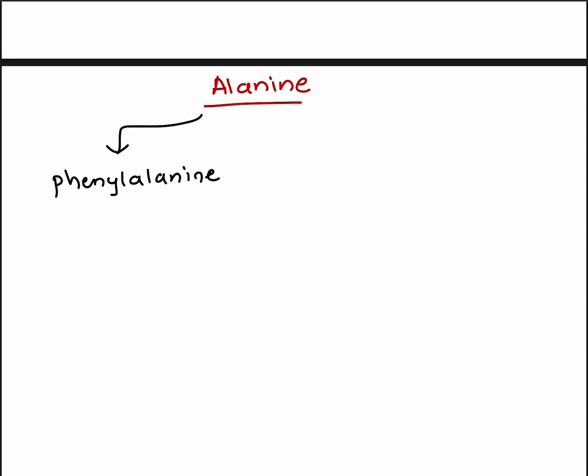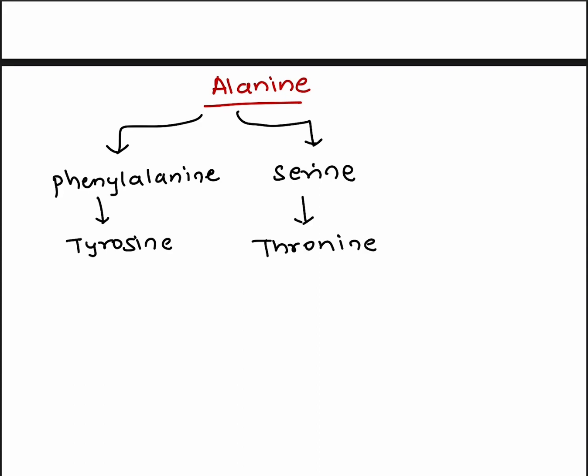Now we have to look at a very important classification from which we are going to derive the further amino acids. From alanine we will derive phenylalanine, and from phenylalanine we will derive tyrosine. I hope this is clear. Now there is one more amino acid we are going to derive from alanine, which is serine, and from serine we are going to draw threonine.